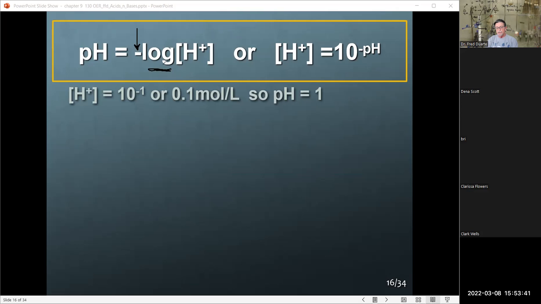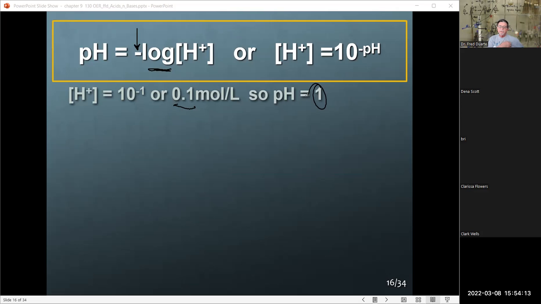Okay, so when you take the log of 10 to the negative 1 right here, if you do it this way, take the log of 0.01, you end up with a -1 value. Okay, and then when you multiply it by a negative, you end up with a positive. So the pH will always end up with a positive number. Yes, you can get a negative, but for Chem 130, you're just going to see positive numbers.